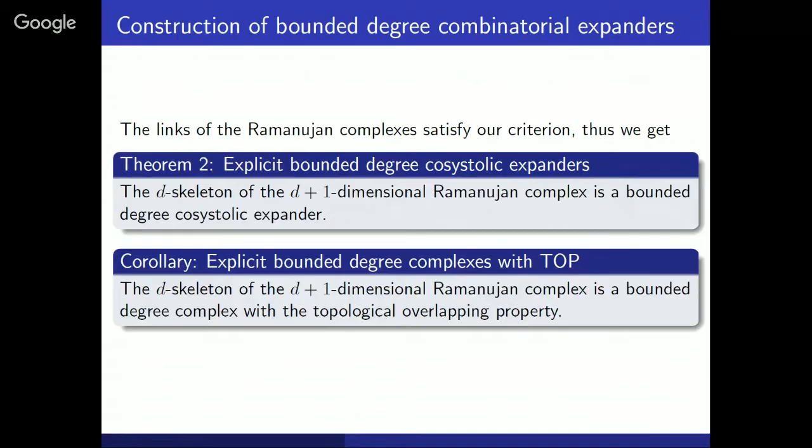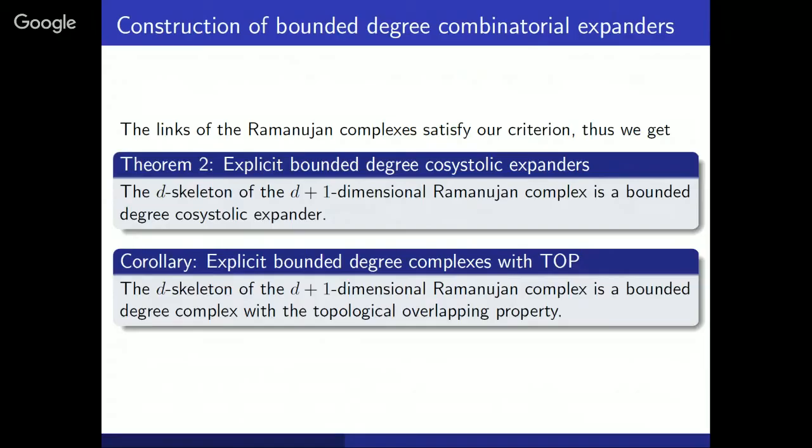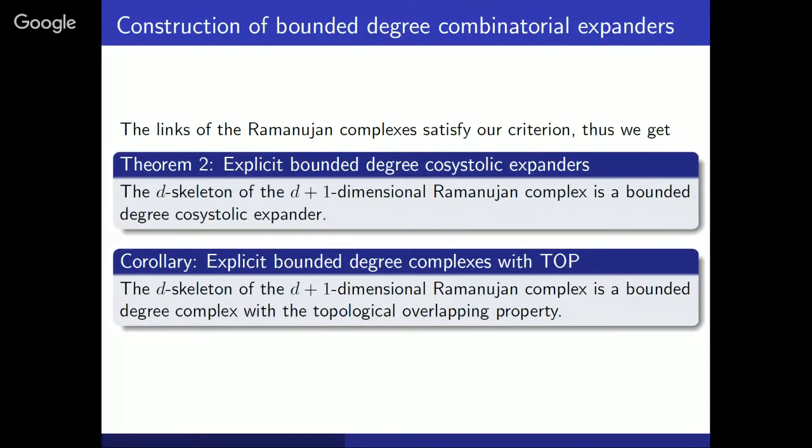Somebody want to ask questions? Quick question to make sure I understand. The links are all of constant size, right? It's a bounded degree graph. So if they're connected, is it enough to just get co-boundary expansion, or do you need more than that? So the links are constant degree, but you need them to be co-boundary expanders.